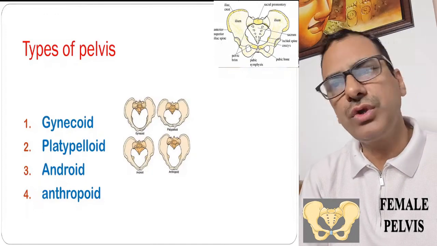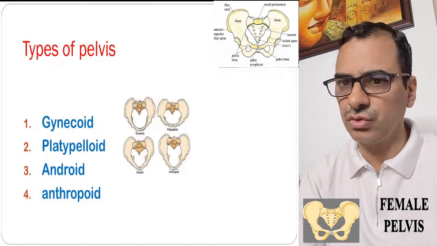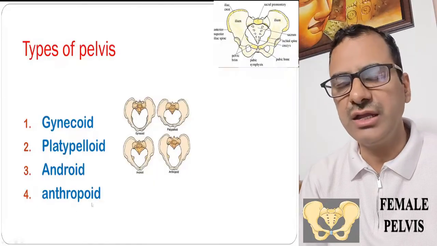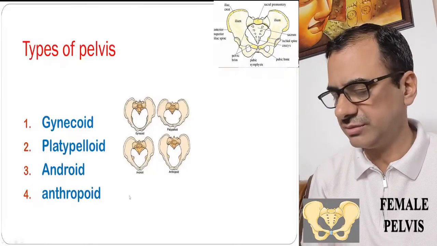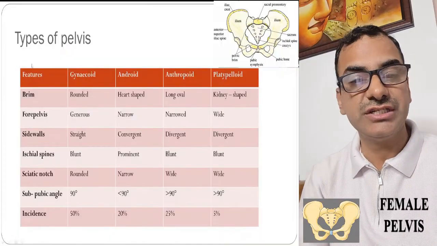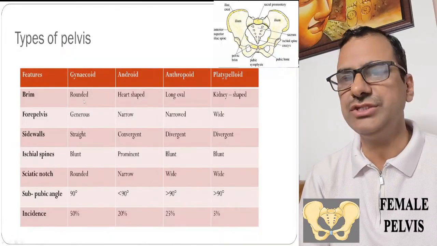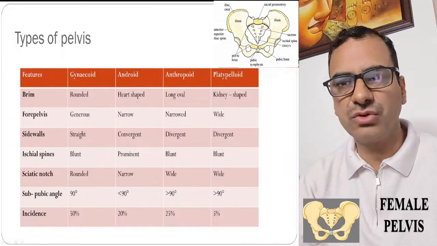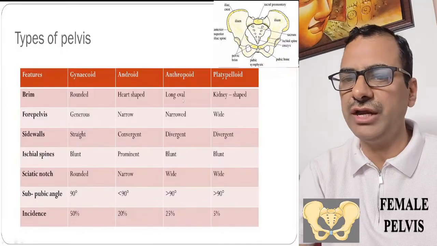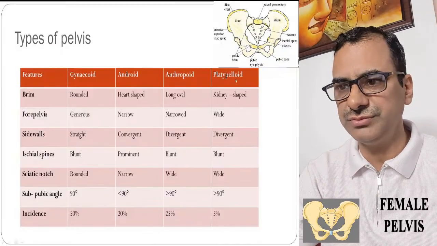Normally, four types of pelvises are there. The normal is gynecoid, and the other styles we can say are abnormal. Sometimes, if these types of pelvis are there, cesarean section will be the choice. So the four types of pelvises are gynecoid, platypoid, android and anthropoid.